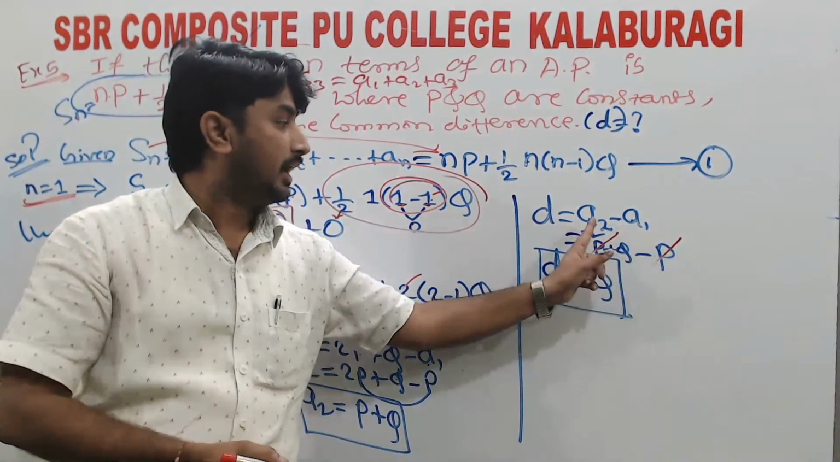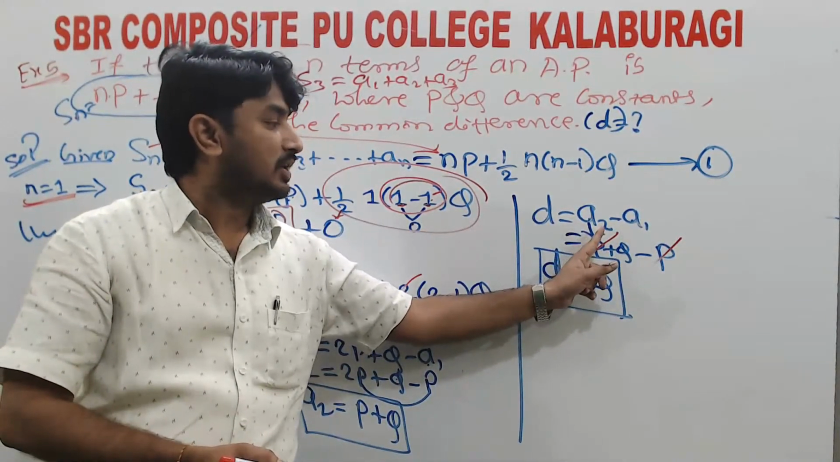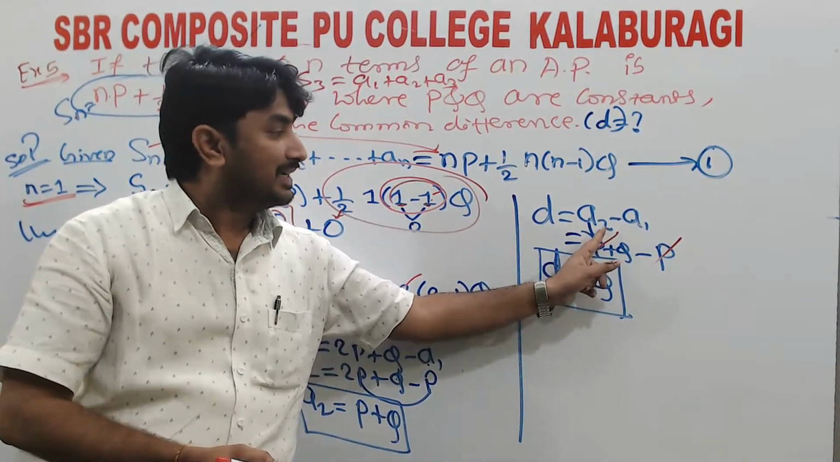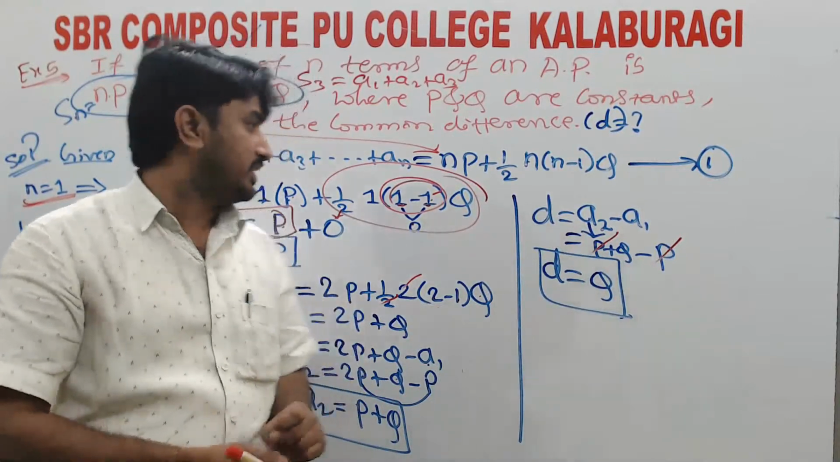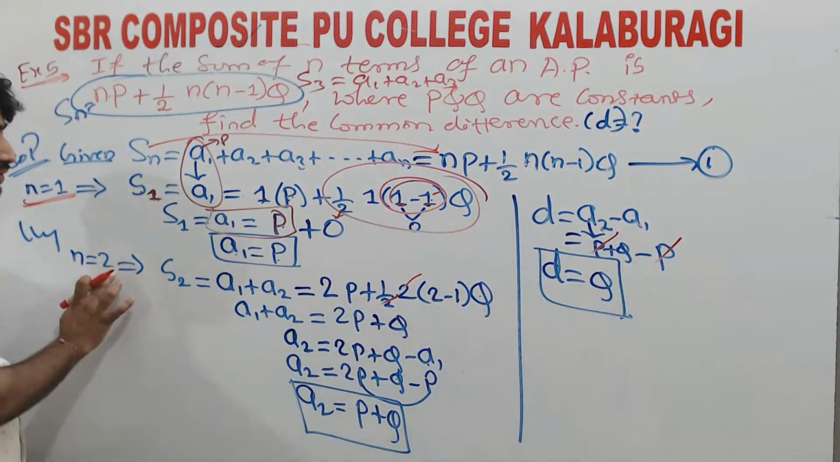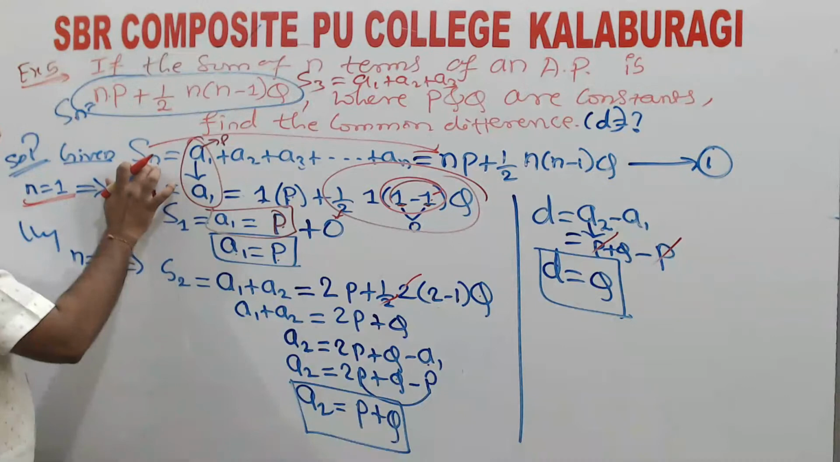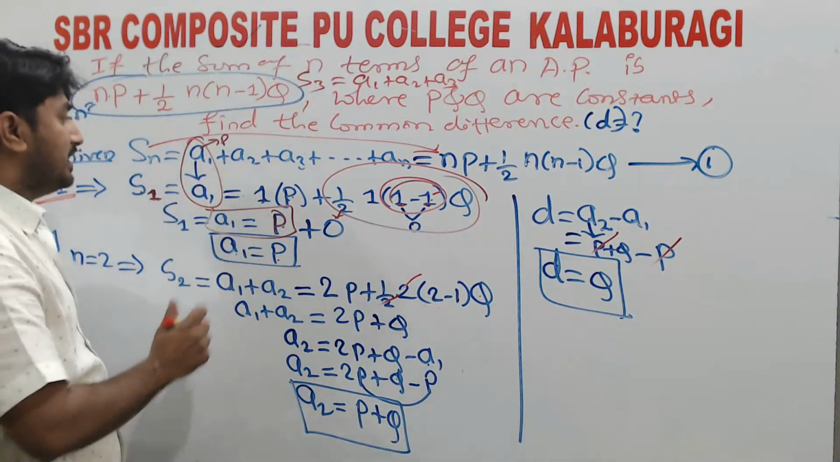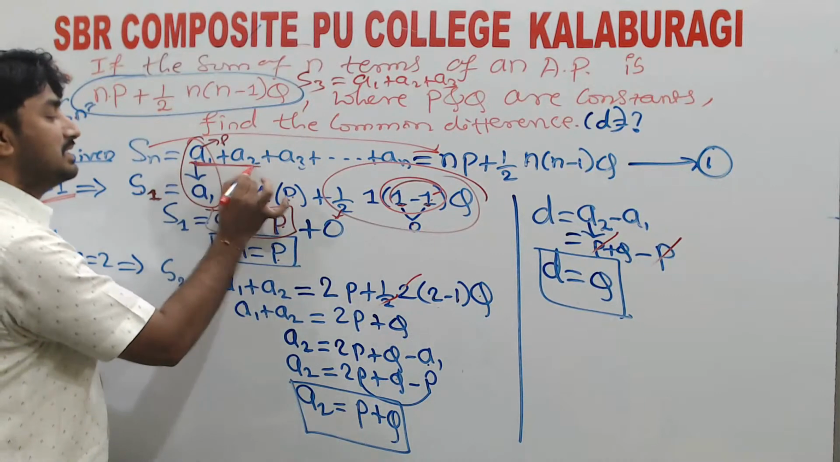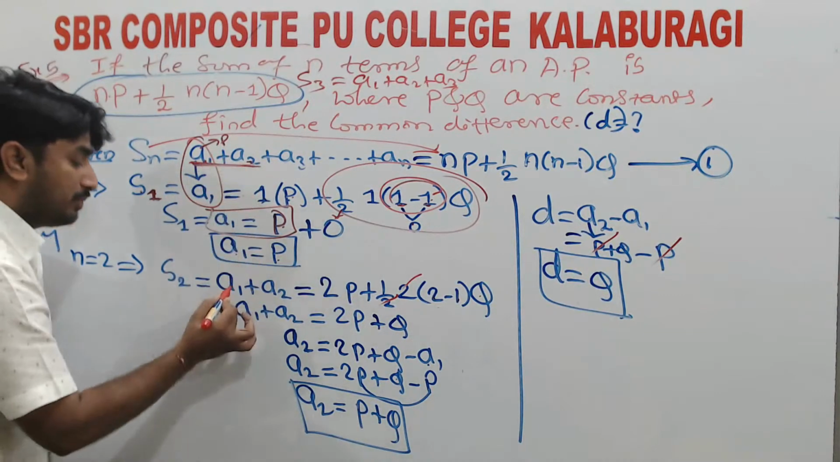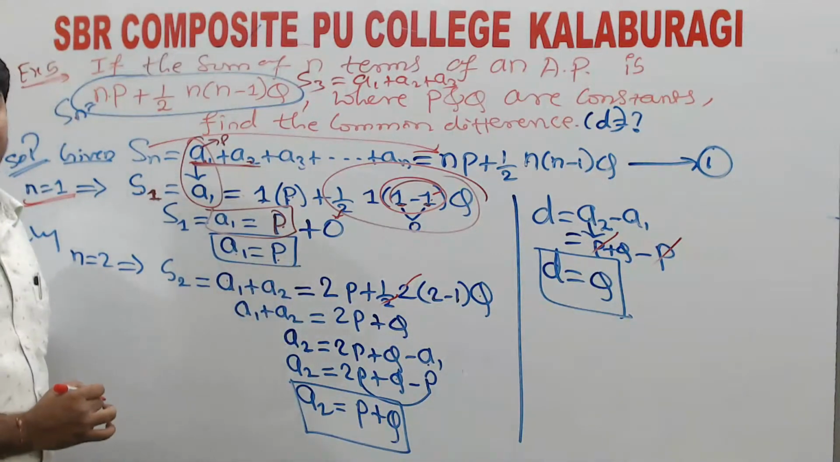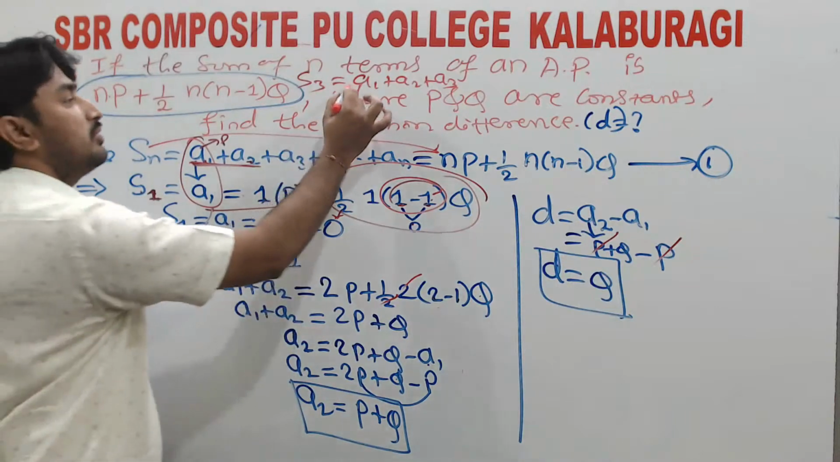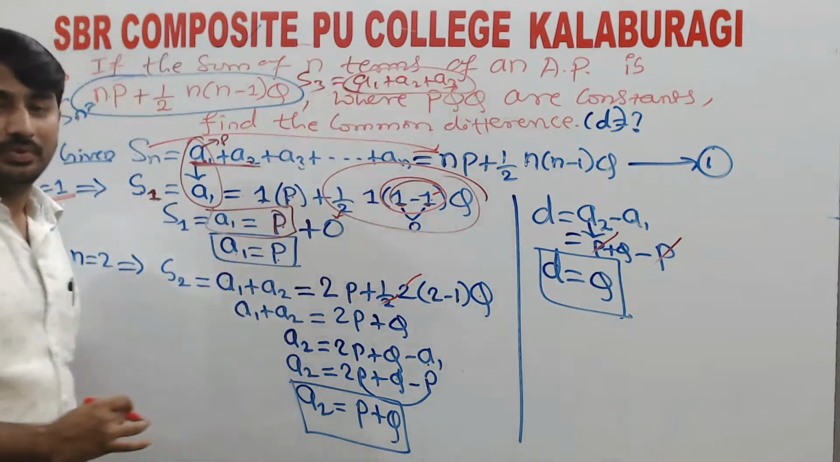Now A1 is completed, its value is p. What is required next? The second term. For the second term we need to put n equal to 2. Given the condition, the second term means the sum of two terms, where we take the first term as well as the second term. Suppose the sum of three terms, then we have to take three terms.